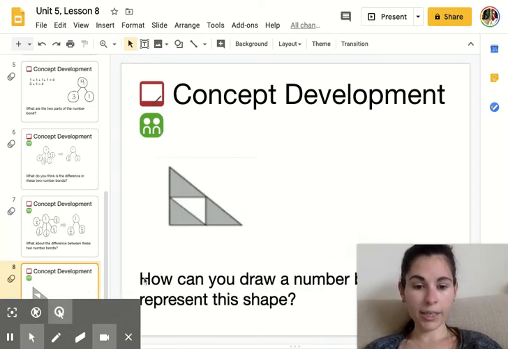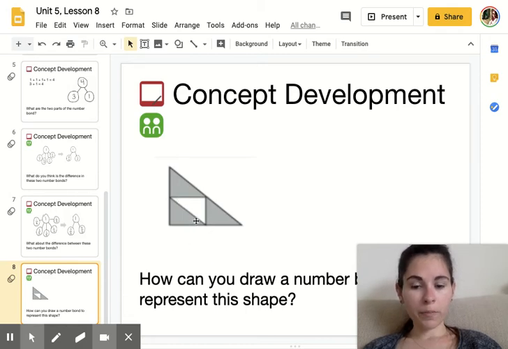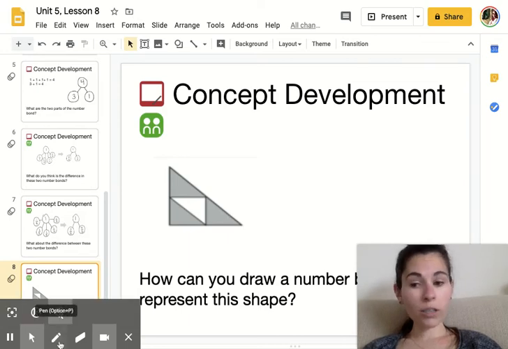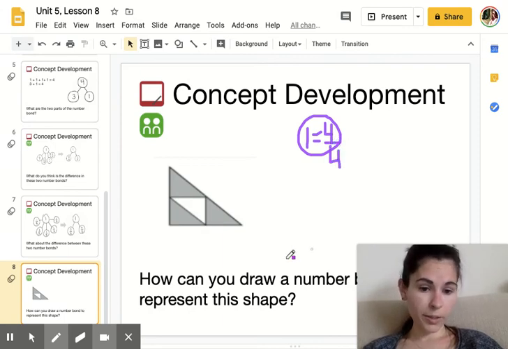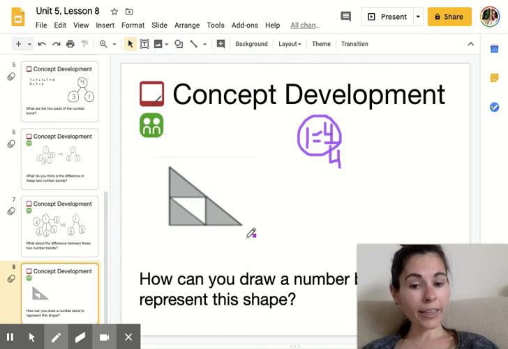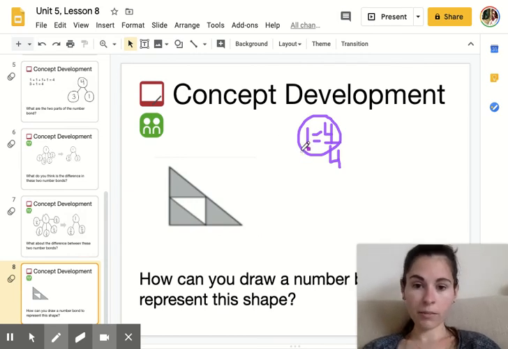We're going to try this one more time. I have this shape. I'm going to draw a number bond to represent this shape. First, count to yourself how many equal parts are there. I see 4 equal parts. So at the top, I'm going to draw my 1 whole, which equals 4/4 equal parts. Now, I'm going to divide that into the shaded and unshaded parts.